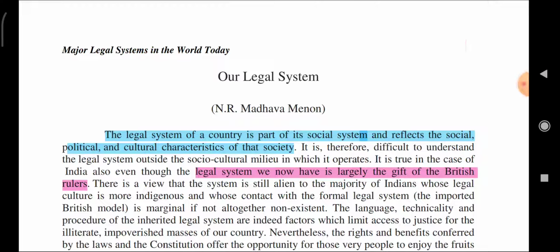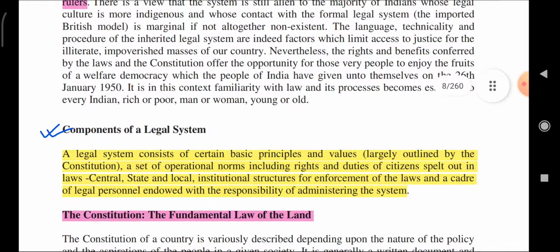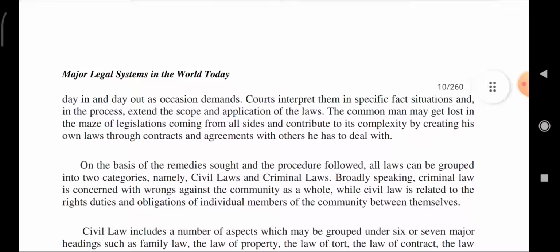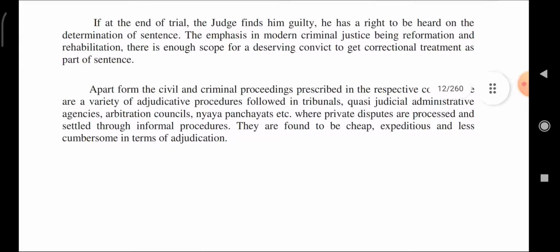In this video we'll talk about the next article of jurisprudence. In the previous video we already covered the article regarding our legal system and the components of a legal system, and the next article is all about the major components or major legal systems in the world. The author of that article is a foreign author, namely René David and John E.C. Bailey.